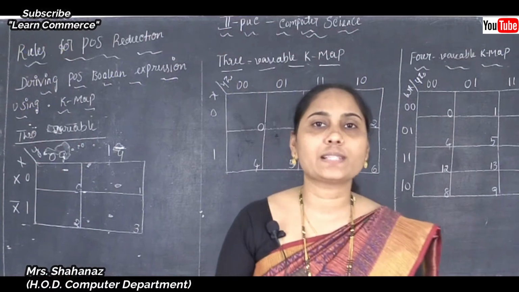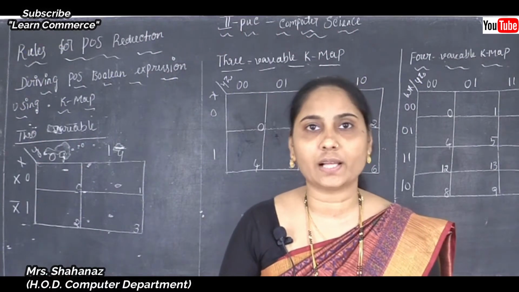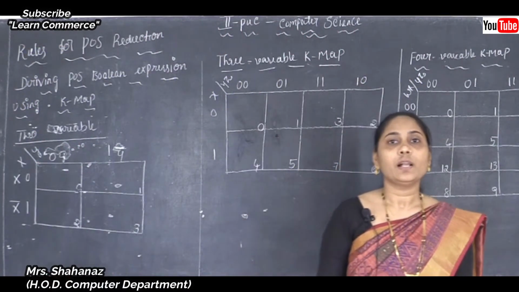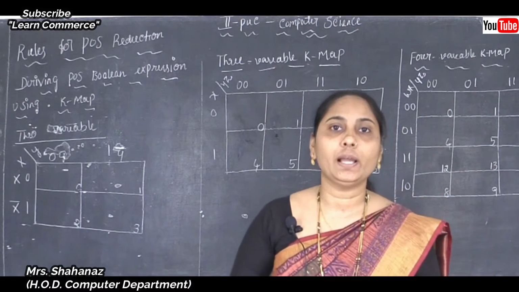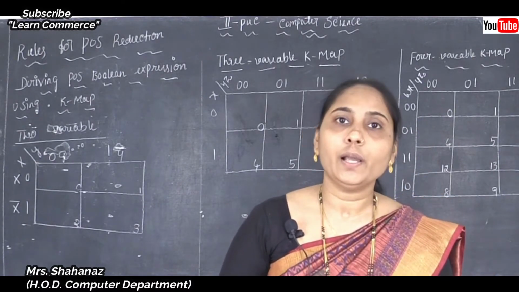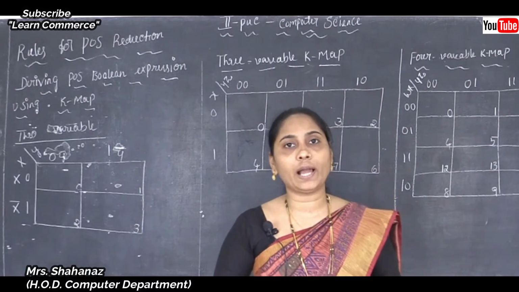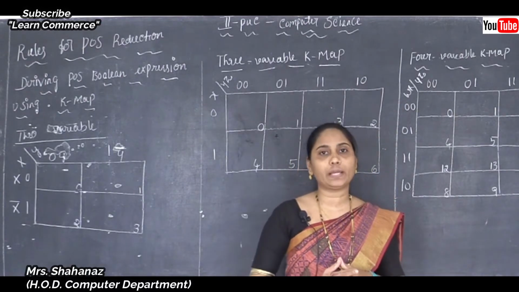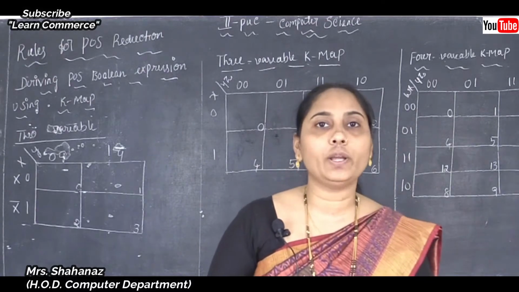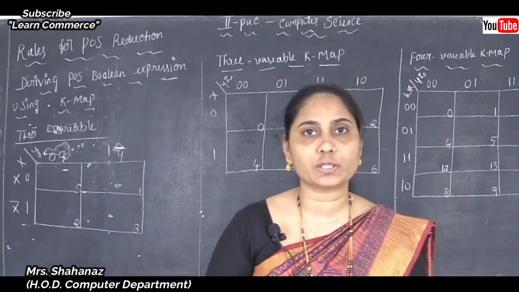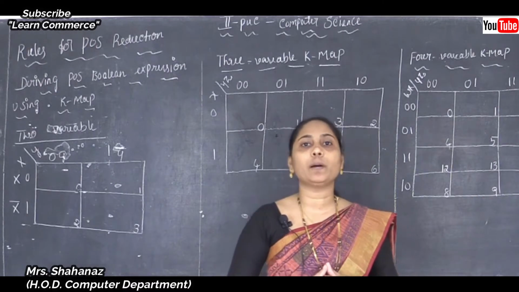Welcome to our second PU Computer Science online classes. In the last class, we discussed some important topics from Boolean algebra: the min term, and also how to use the 2 variable K-map, 3 variable K-map, and the 4 variable K-map. And we know the min term definition.